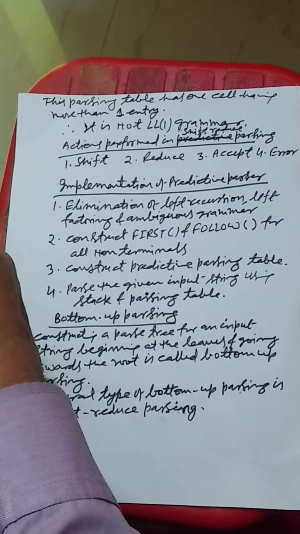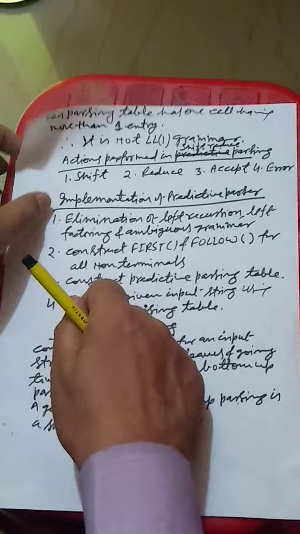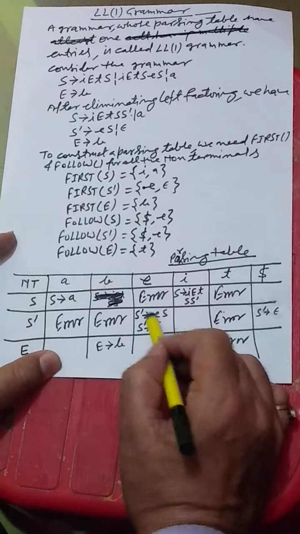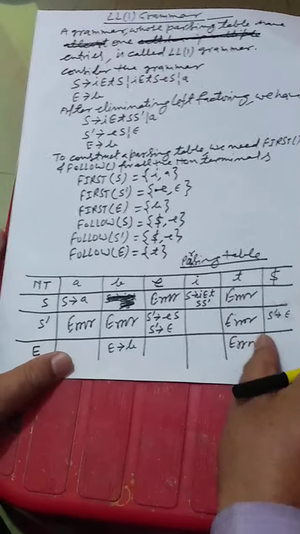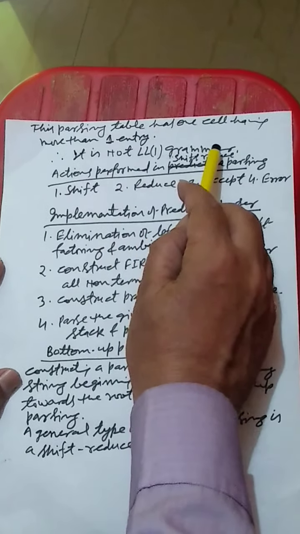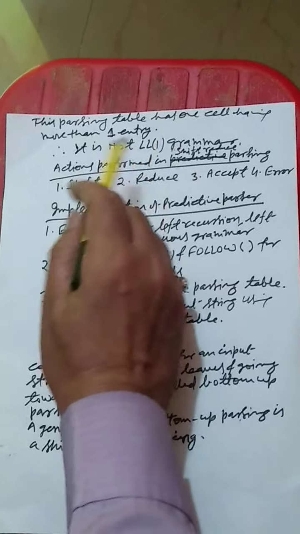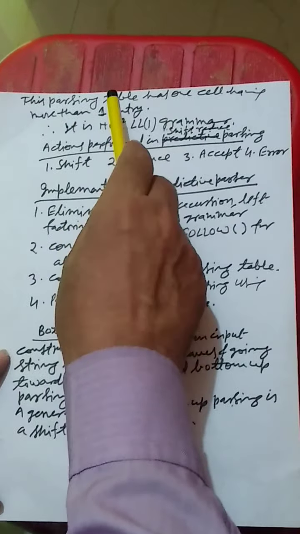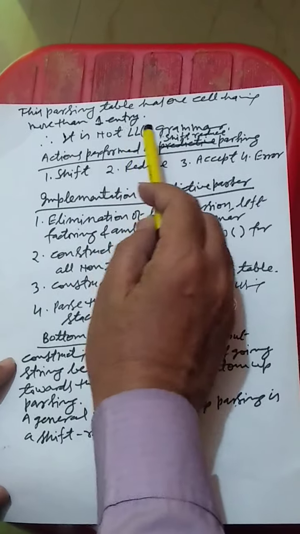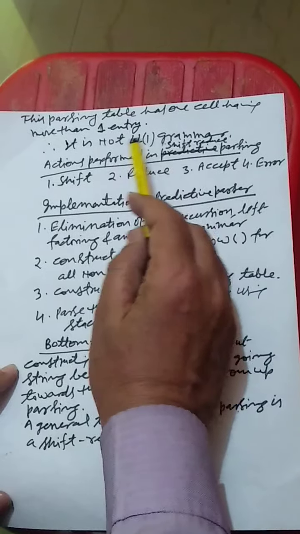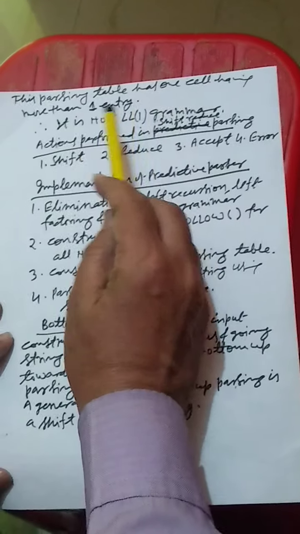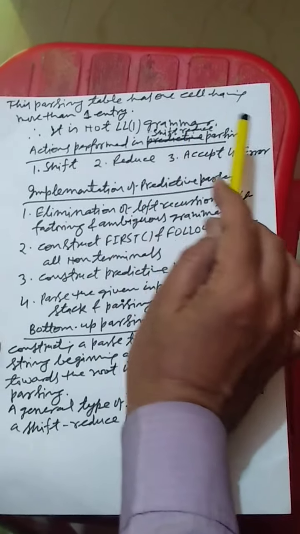This parsing table has one cell having more than one entry. Now see this. Here this cell contains two production rules, which is more than one. Therefore, it is not LL1 grammar. If it contained at most one entry in each and every location of the parsing table, then it would have been LL1 grammar. But now this has more than one entry in a location or cell, that's why it is not LL1 grammar.